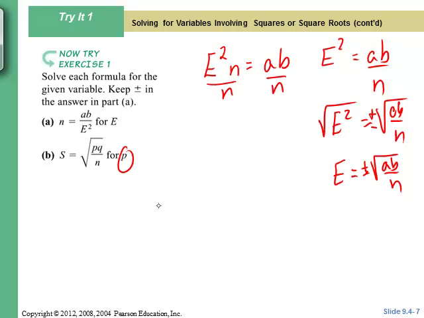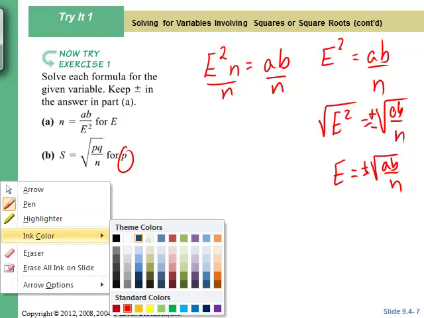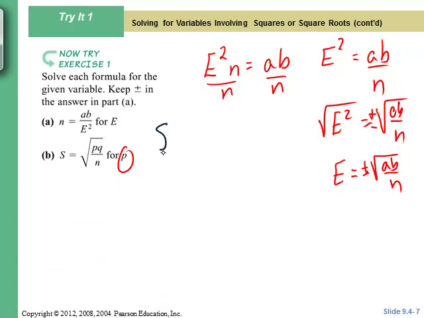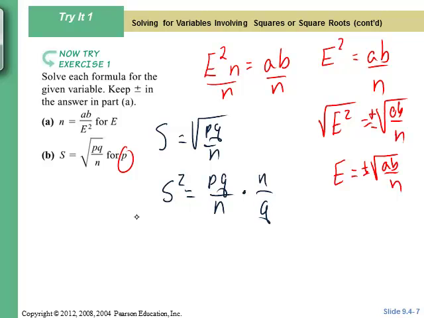And solve this one for p. I'm going to change colors so that you can see the difference. s equals the square root of pq over n. Square both sides, you get s squared equals pq over n. Multiply both sides by n over q, and you get p equals n s squared over q.